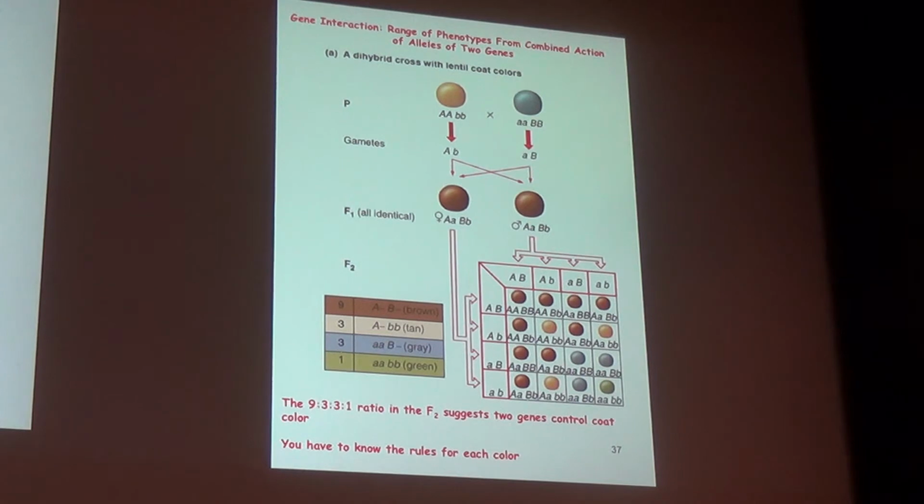I will basically tell you that if you're big A and big B, you're going to be brown, if you're big A and little b, you're going to be tan or light brown, if you're little a and big B, you're going to be gray, and if you're little a and little b, you're going to be green. And once you know those rules, then you just apply them to the Punnett square, and you get the ratios. So in a lot of these epistasis experiments, the rules have to be figured out by independent experiments. And in this class, of course, you can't do the independent experiments, so you'll be told what those independent experiments are.